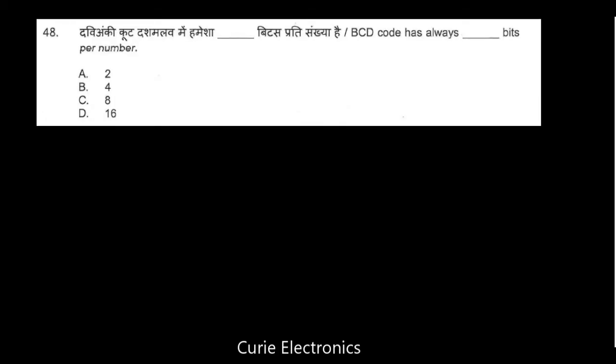A BCD code has always dash bits per number. See, in BCD, if you want to represent 5, what is there? We can write it as 0101. This is 5. If you want to represent 7, then it is 0111. So always 4 bits. In BCD, 4 bits are there per number. If it is 55, then once more you have to add 4 more bits.